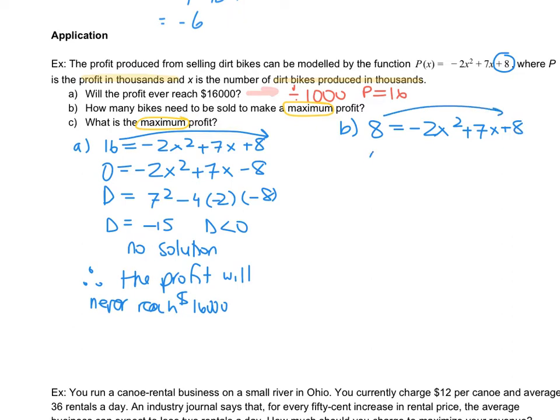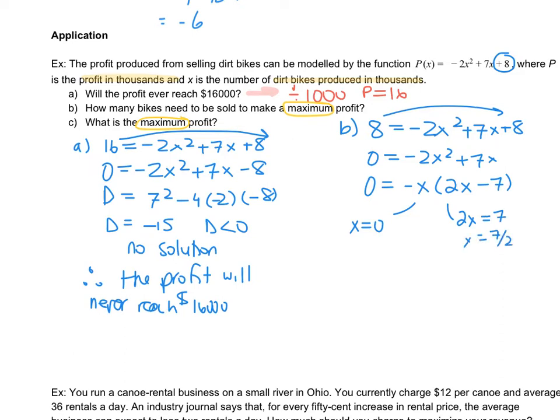And when I bring the 8 over, it cancels the constant out. And now I can factor out an x. And actually I'm going to factor out a -x so that I have 2x subtract 7. So one of my solutions is 0 as expected. And the other one, I'm going to bring the -7 over to the other side and divide both sides by 2 to get 7 over 2.